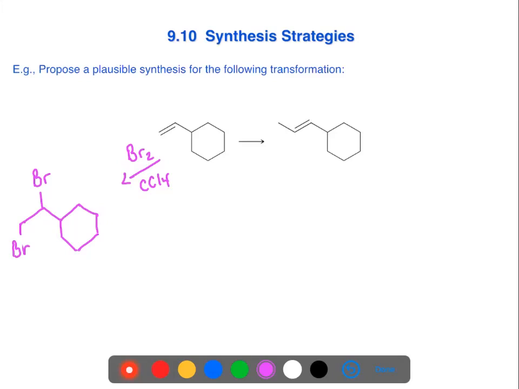So now that we have formed our dibromo alkyl substituent, we can convert this to an alkyne if we use a strong base like sodium amide. So let's do that. So we can, in the first step, use excess sodium amide and liquid ammonia.